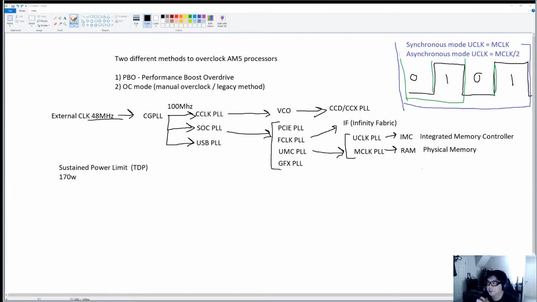There's an N4P now that's 11% faster than N5, but again, they are part of the N5, the 5 nanometer family. Okay. Yeah.